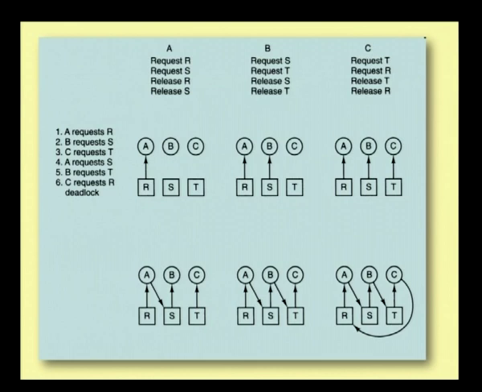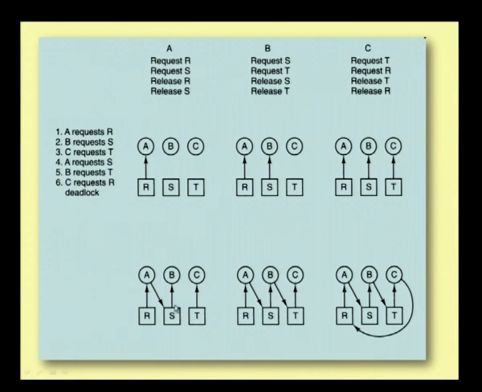Let us relate this with an example that corresponds to the computer system. In this slide, you could find 3 different resources and 3 different requests. The process A requests for resource R, and you have 3 different processes named A, B and C. When A requests for R, at the same time B requests for S and C requests for T, that you could see in this diagram. Then at the second instance, A requests for S.